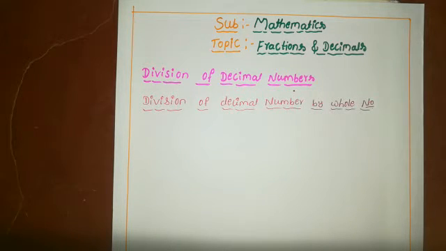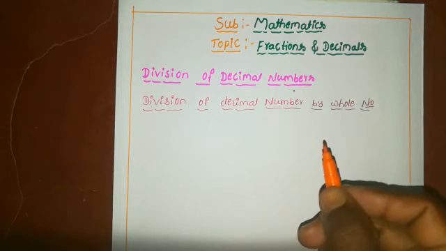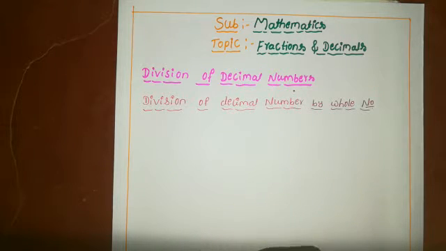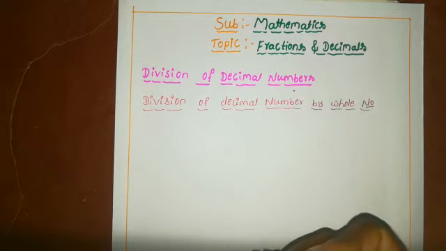In the previous class, we learnt which are the decimal numbers, how to add and subtract the decimal numbers, and how to multiply the decimal numbers. In this class, we shall learn about the division of decimal numbers: how to divide a decimal number by a whole number and a decimal number by a decimal number.